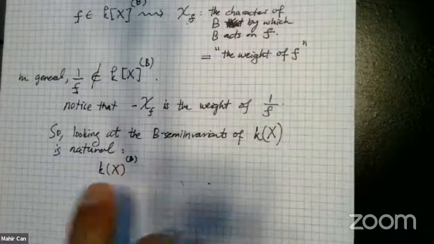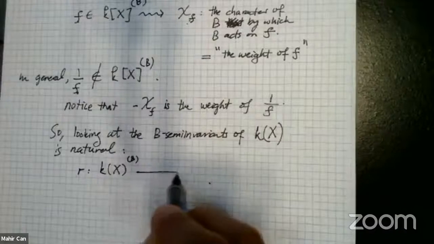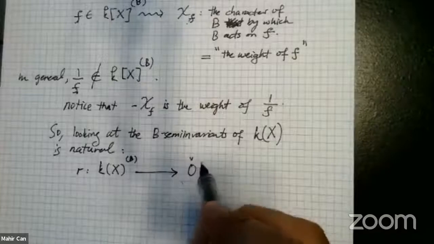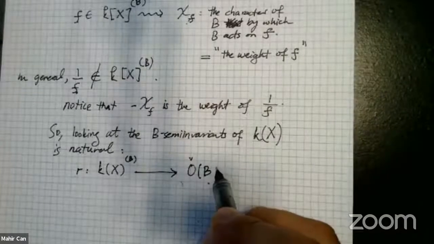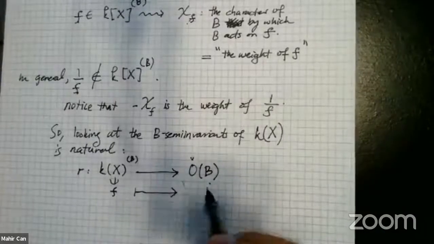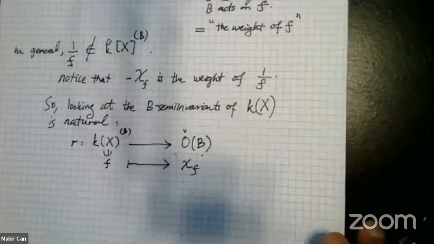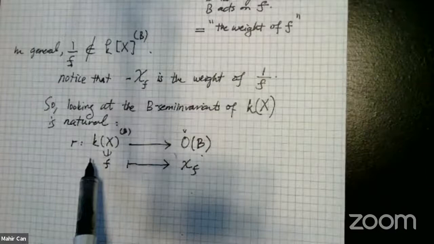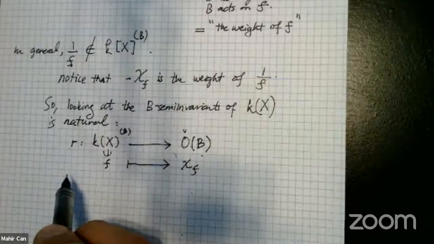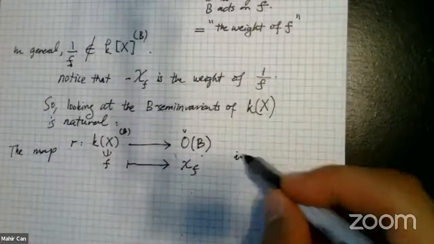What I can do now is define this map from B semi-invariants on the field of rational functions onto the character lattice, right? I can take a B semi-invariant and attach to it the corresponding weight. And what this does is it defines a group homomorphism. So the map R is a group homomorphism.